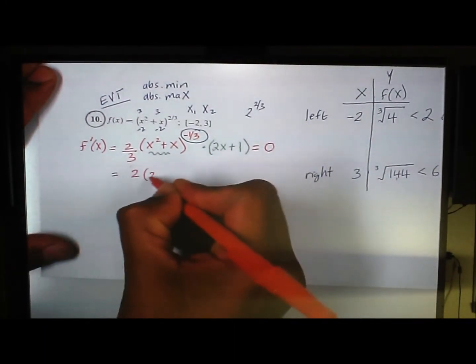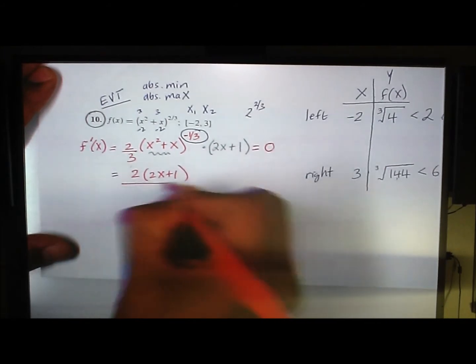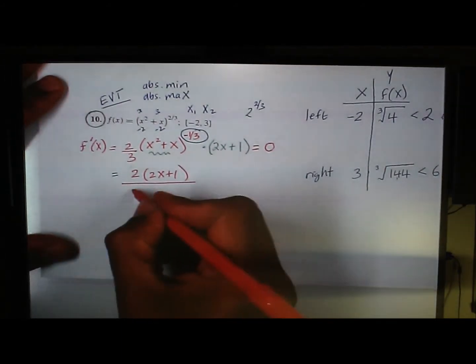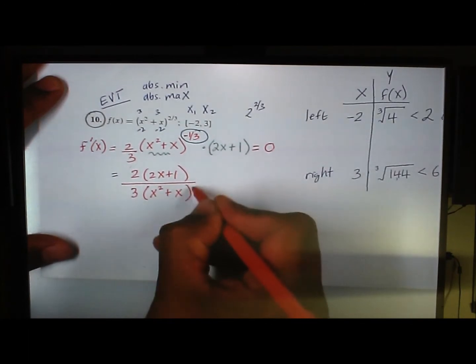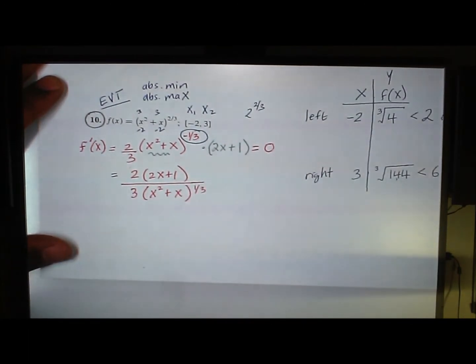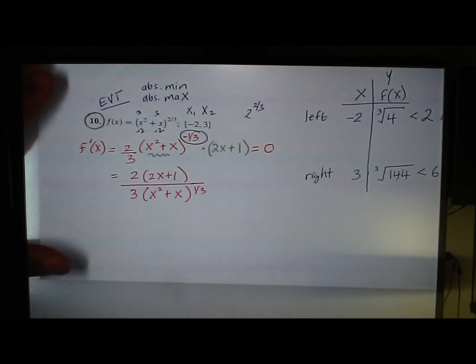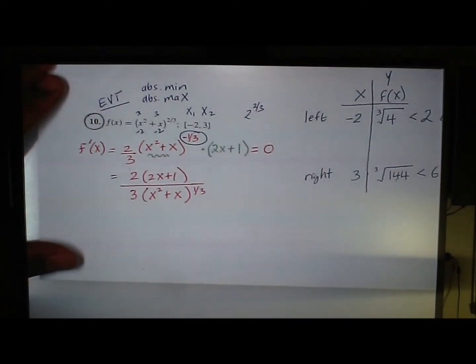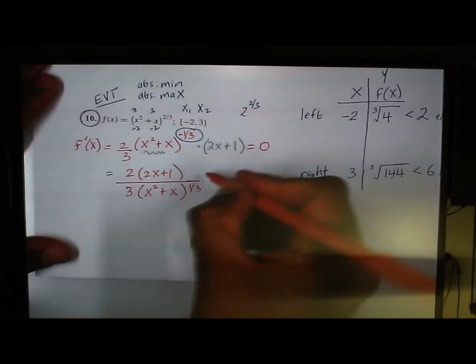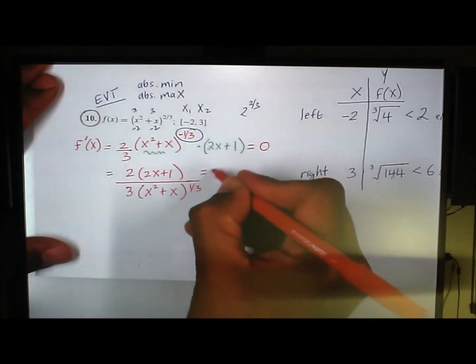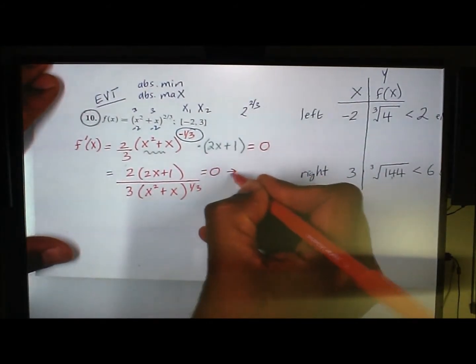So in the numerator, I have 2 times 2x plus 1. In the denominator, I have 3. And now I'm making the negative exponent positive by moving it down. Sometimes when you get a derivative, your derivative is going to be a fraction. And that makes the process a little more complicated. You want to take the numerator and set it equal to 0 and solve.